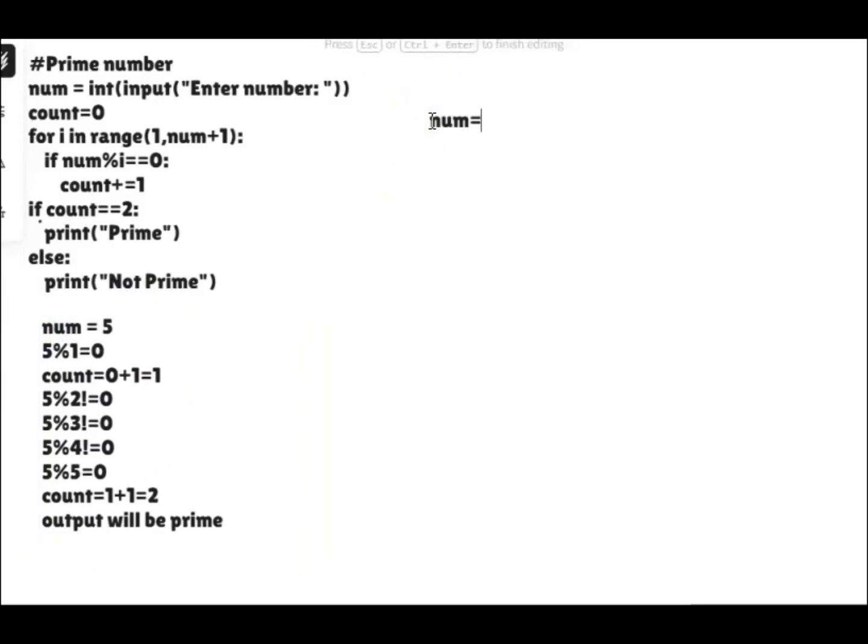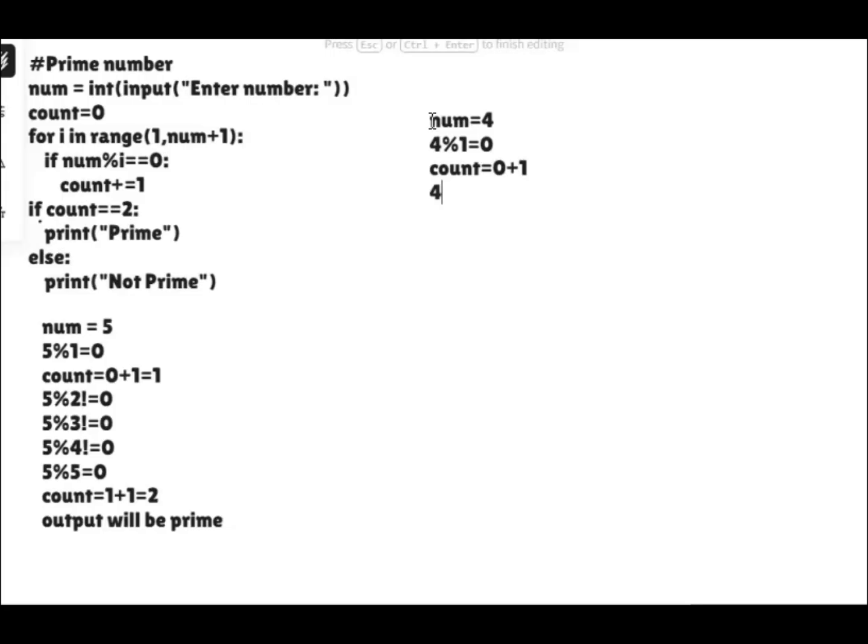Let's take now the 4. It's not a prime number, so I'm taking 4. Let's check the condition. 4 percent 4, the remainder becomes 0. So the count value will be 0 plus 1.